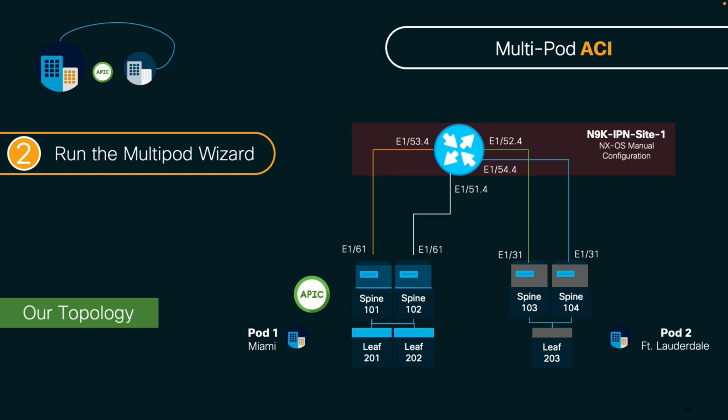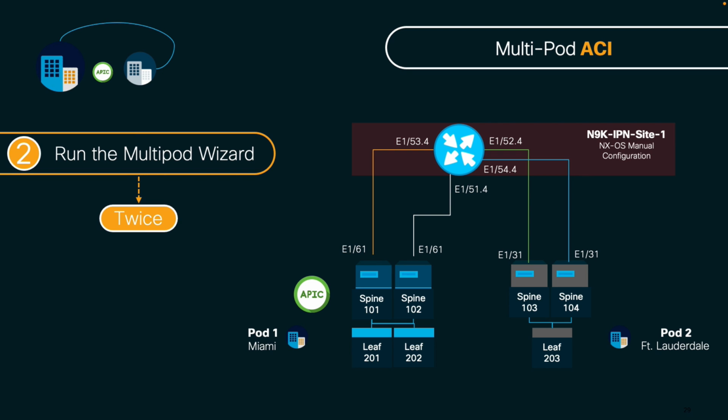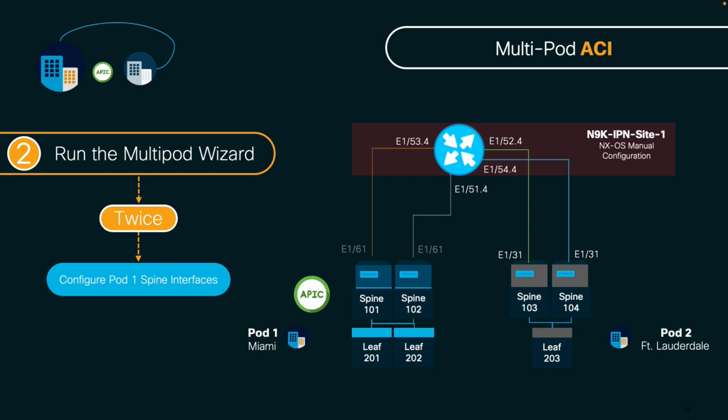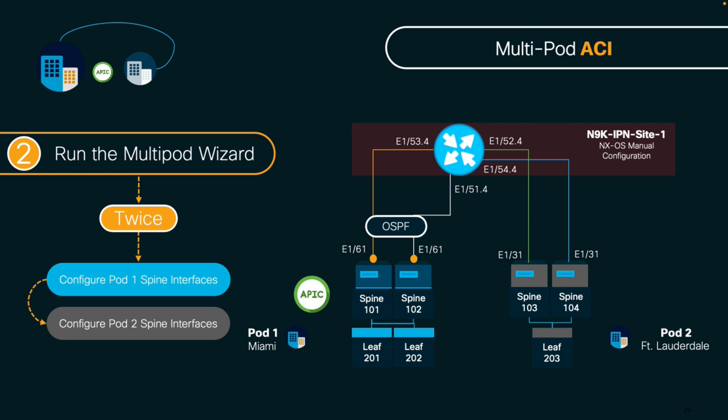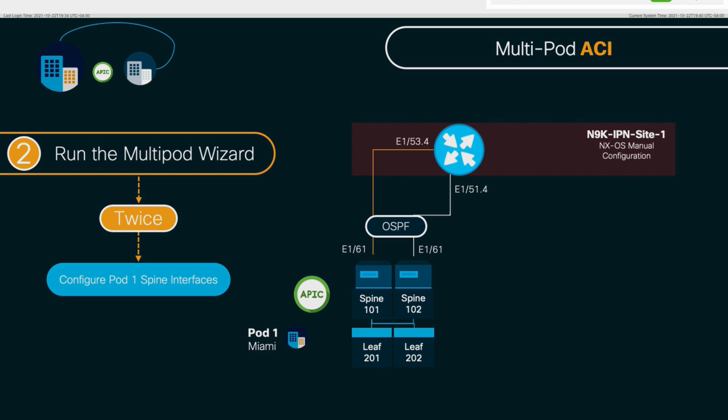In order to successfully finalize my multipod setup between these two locations, I will run the multipod wizard twice. The first time, it will configure the connection between the spines in pod 1 and the IPN node. And the second time, it will specify the configuration to be pushed to the spines in pod 2, connecting to the respective IPN port. Let's start with the pod 1 spine nodes then.